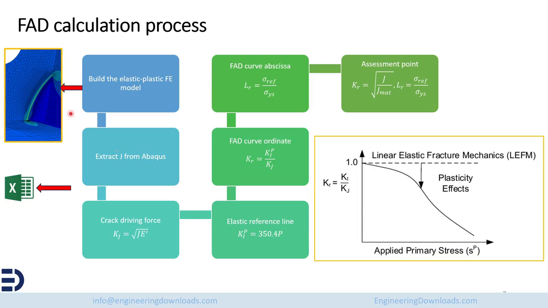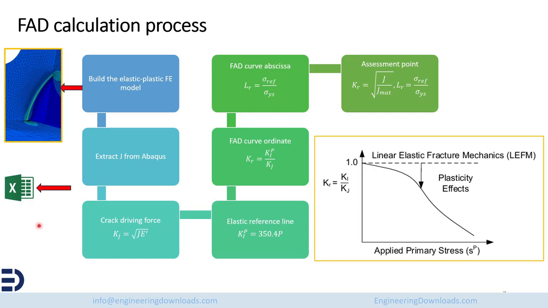The workflow starts with the elastic plastic finite element model. From that model, I extract the J integral results in Abaqus under the applied pressure. Up to this point, the fracture analysis is still inside the FE software. After the J integral is extracted, the next part of the workflow continues outside the FE model. From here, I use the Excel file and the required equations to complete the FAD calculation.